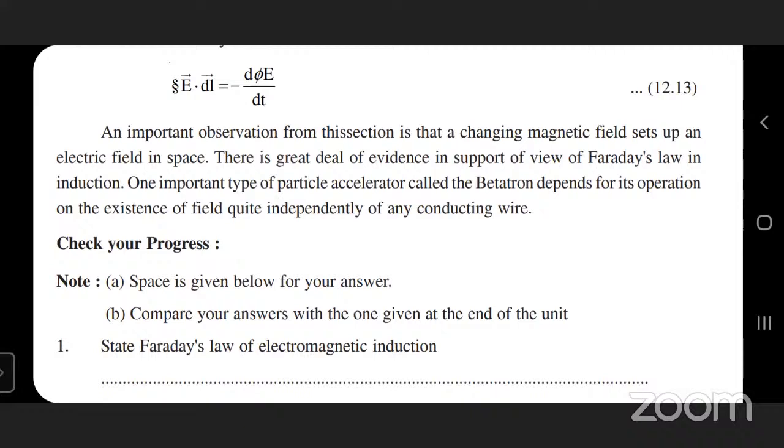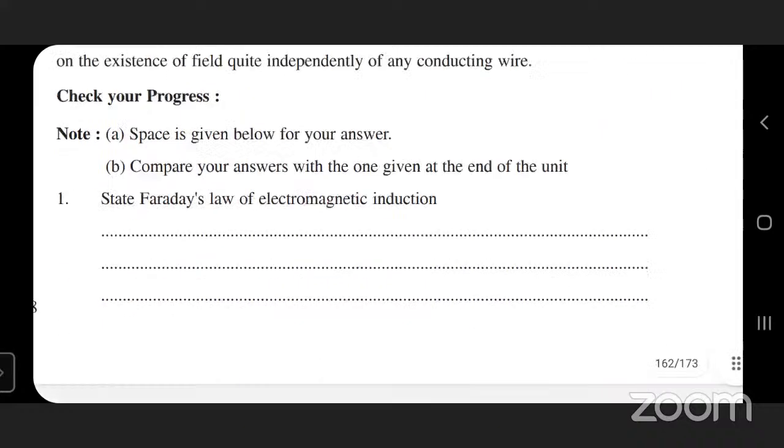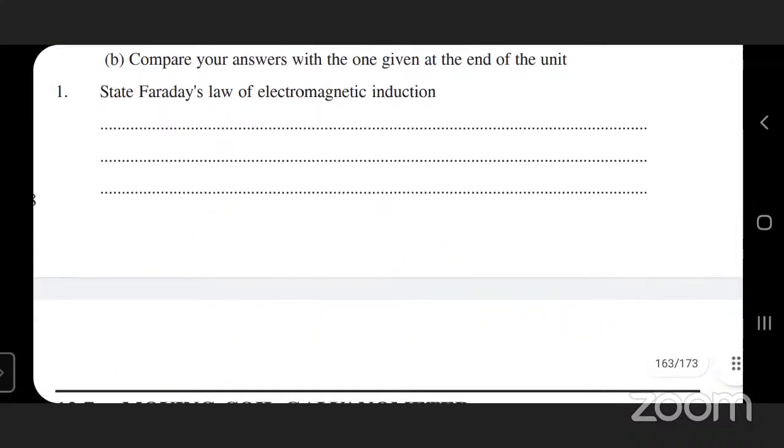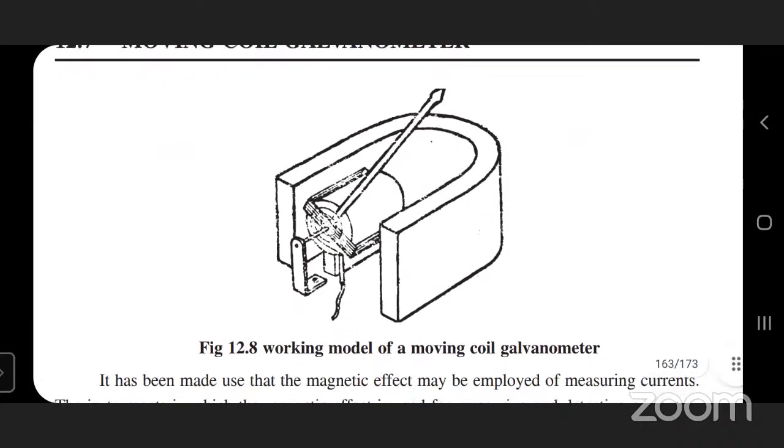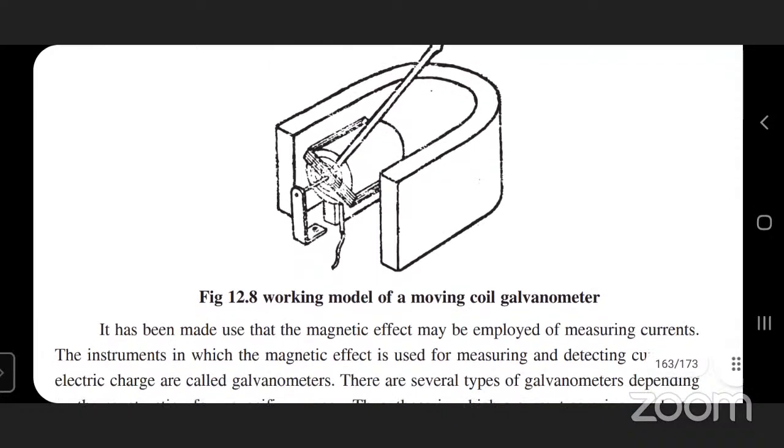What is the use of the betatron? You can easily accelerate particles, considered here as electrons. We use this operation there, and the field exists quite independently of any conducting wire. Okay, Nandi? Check your progress: what is the statement of Faraday's law of electromagnetic induction? Next, the moving coil galvanometer.